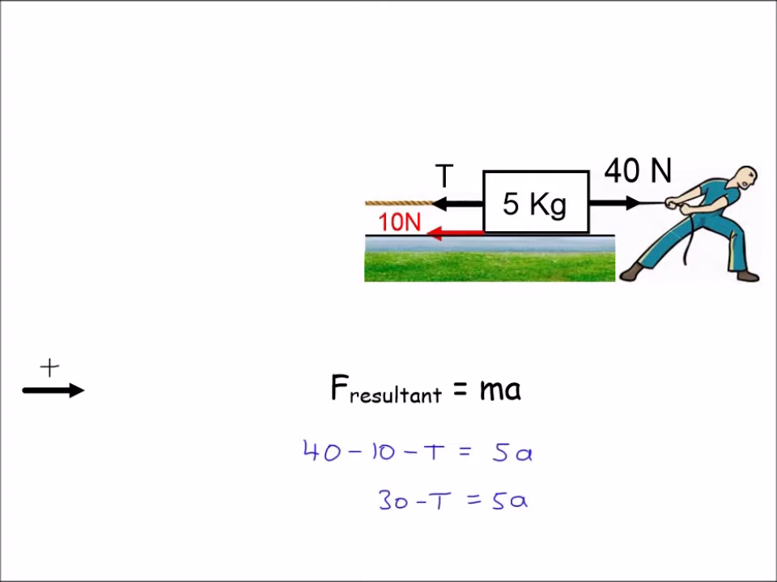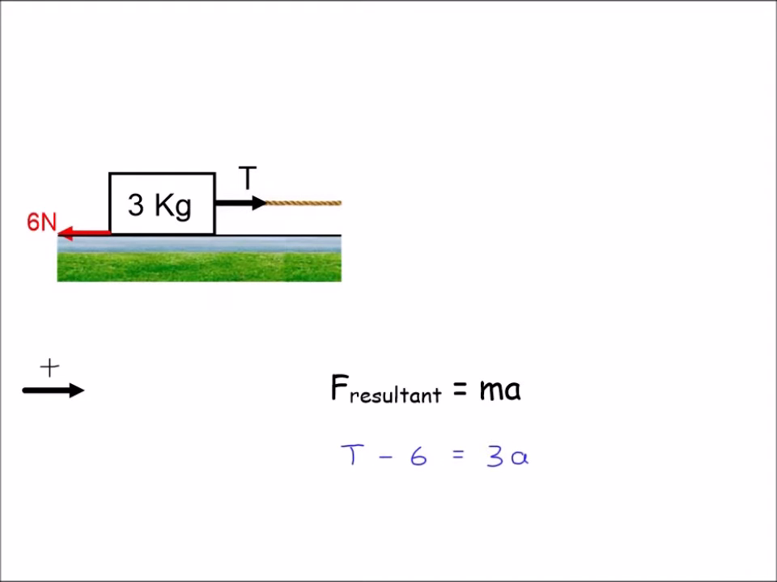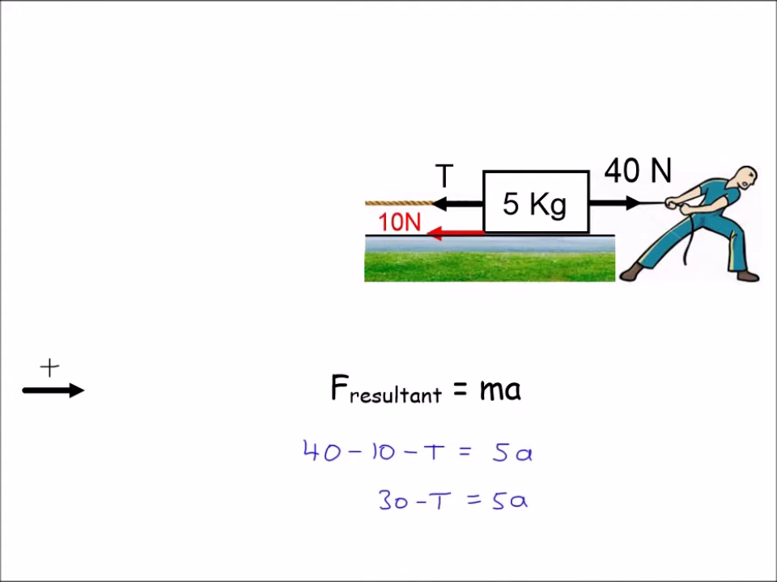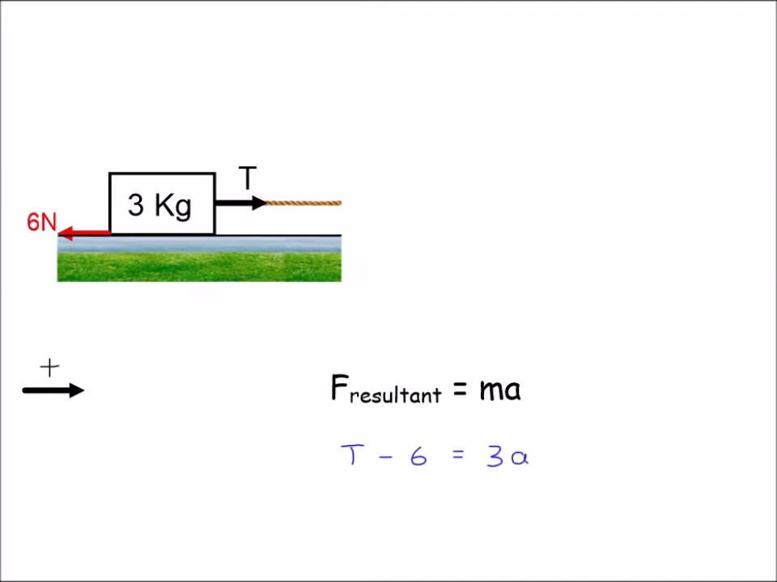Now we'll consider the other half of the system here. So T minus 6, which is the resultant force, is equal to mass times acceleration A. Now T is the same for both systems, and the acceleration is the same here and here as well, because the rope was tight.